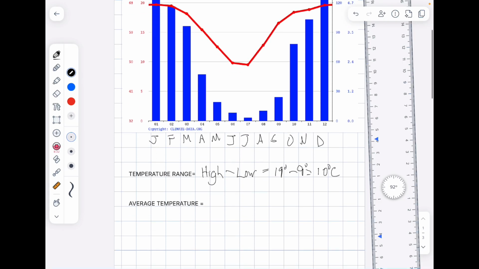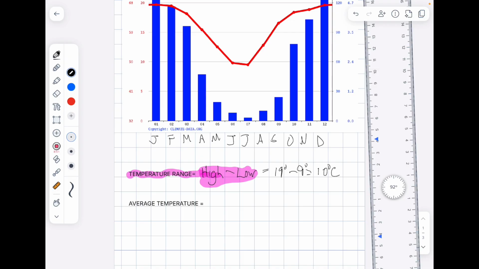Okay, so now we're going to look at temperature range. But before we move on, just remember you must always make your notes, and you can even highlight here that high minus low is temperature range.